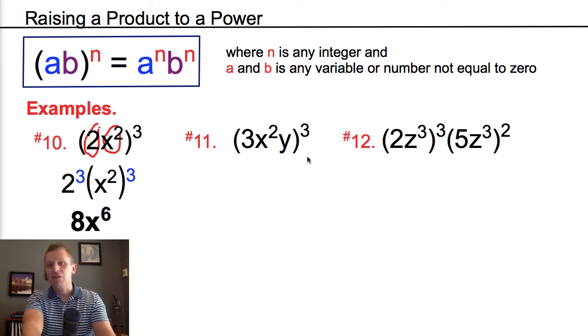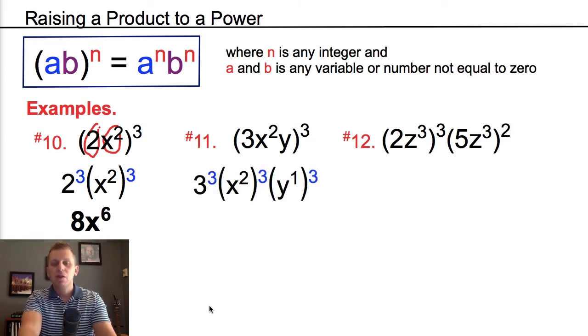Let's see if I can do this one. Here I have a product of 3 pieces: 3, x squared, and y. And they're all going to get this exponent of 3. When they get the exponent of 3, I highlighted it here in blue.